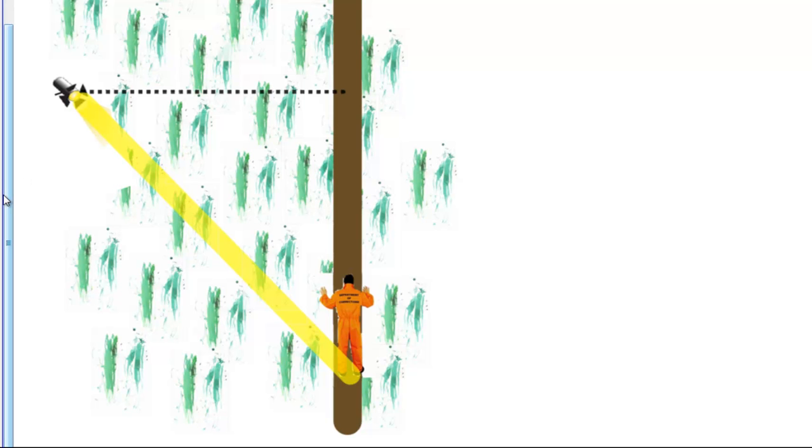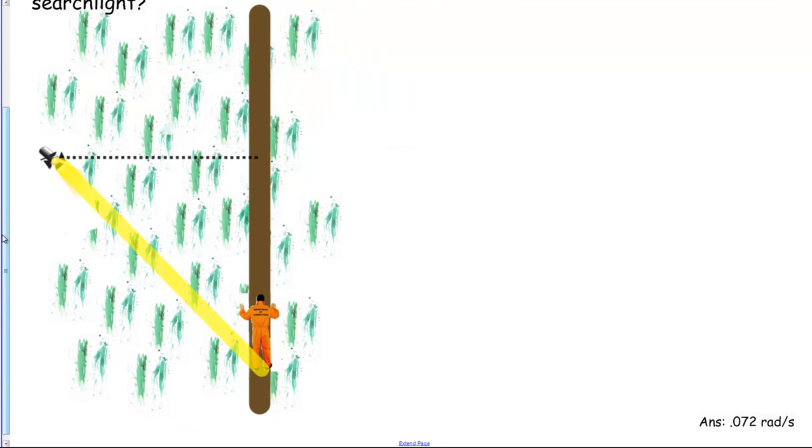Okay, so we have a convict walking along a straight path in the prison yard at a speed of 6 feet per second. So here's my convict, and he's walking along this path. And we know he's going at a rate of 6 feet per second. Okay, what else do we know?